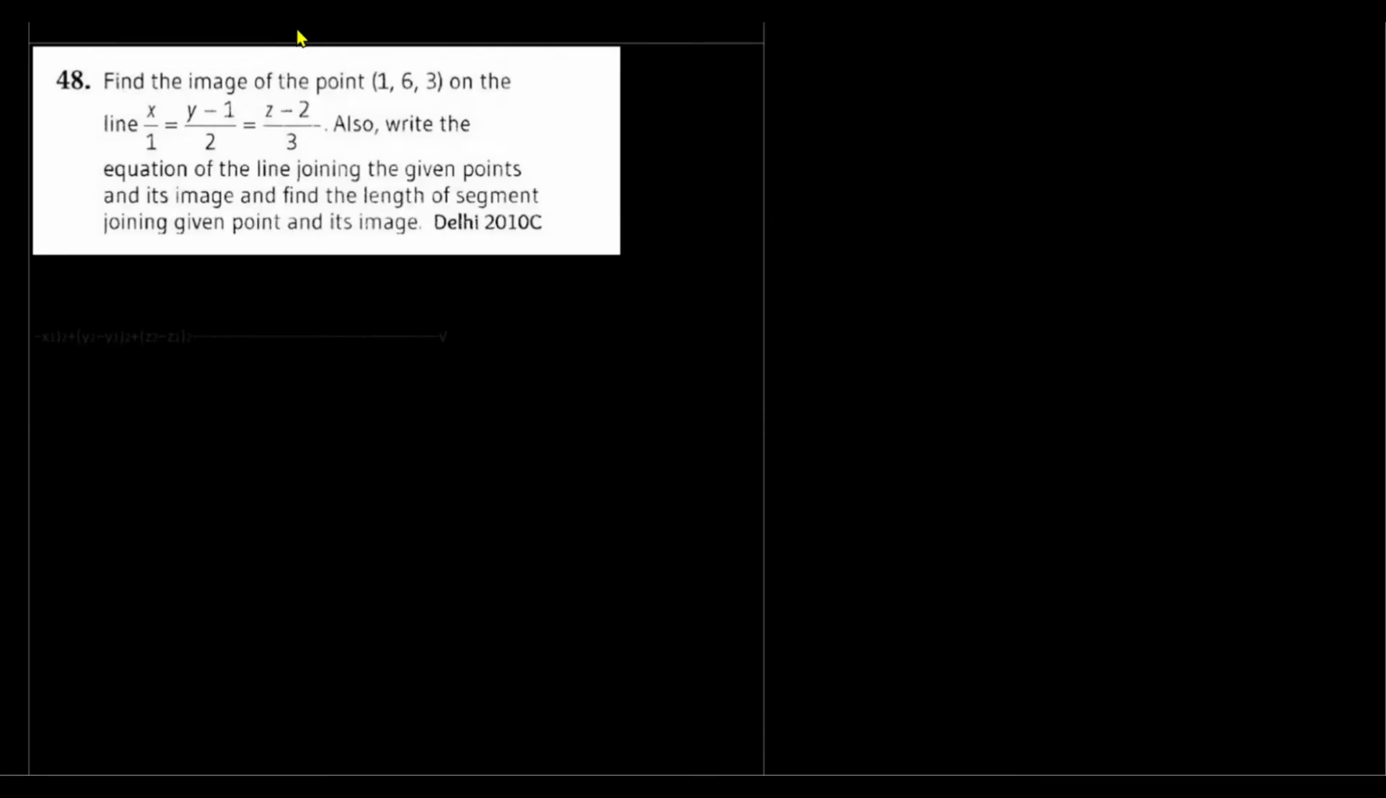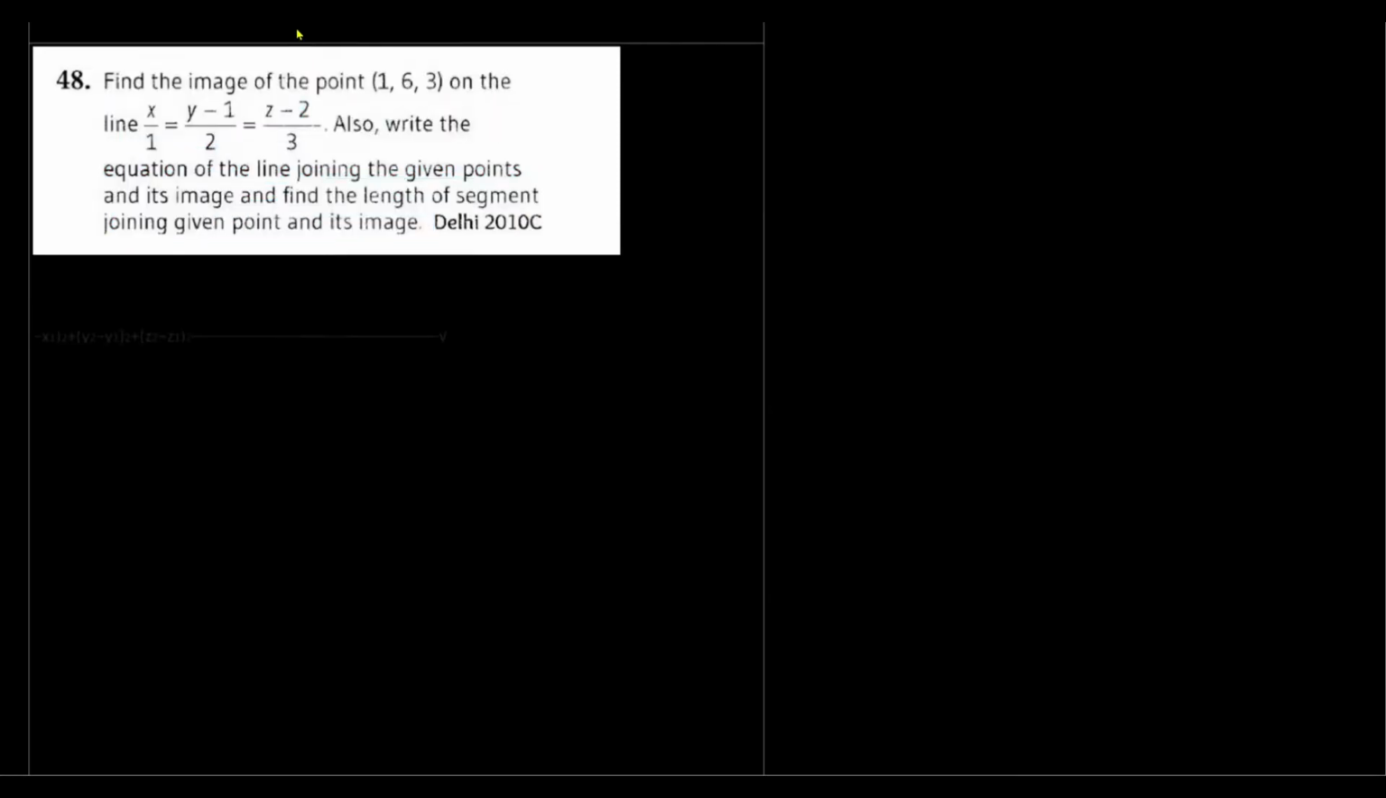If I read the first question, it says, find the image of this point (1, 6, 3) on this line whose equation is given. Then we have to write down the equation of the line joining the given point and its image. And finally, the length of the line segment joining the given point and its image.